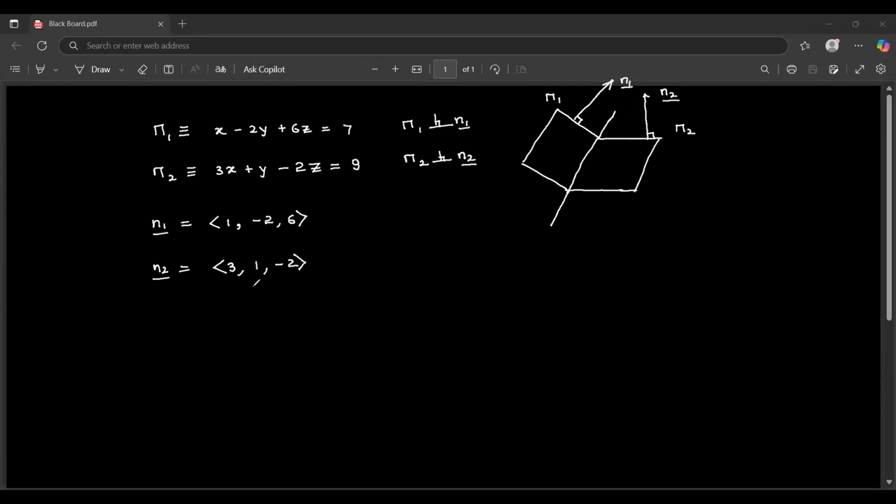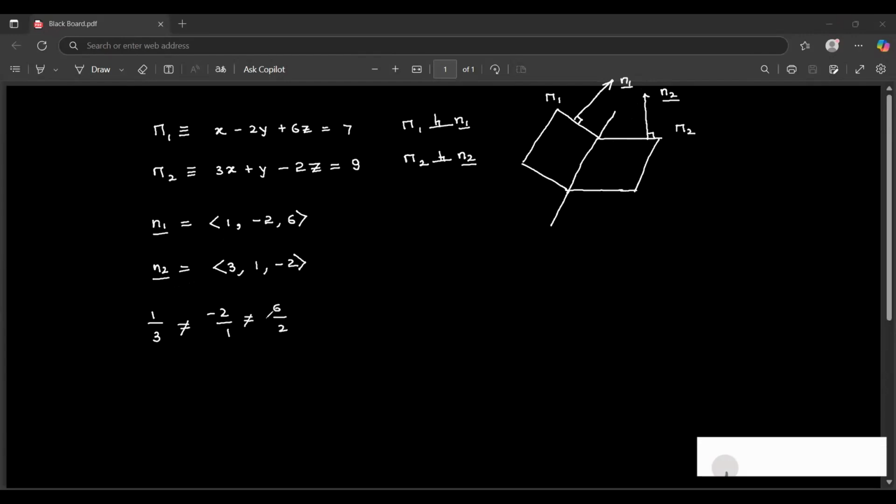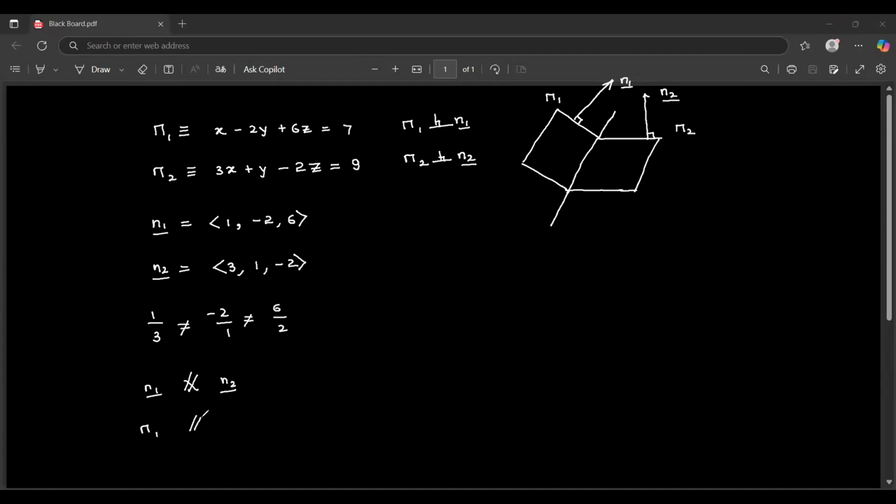So we can clearly see that n1 and n2 are not parallel. Why? The ratios are 1 over 3, −2 over 1 and 6 over −2. They are not equal to each other, which means we can't give the vector n1 as a multiple of n2. So n1 is not parallel to n2, which means π1 is not parallel to π2. So there is an intersection. Let's name the line L, which is the intersection of these two planes.